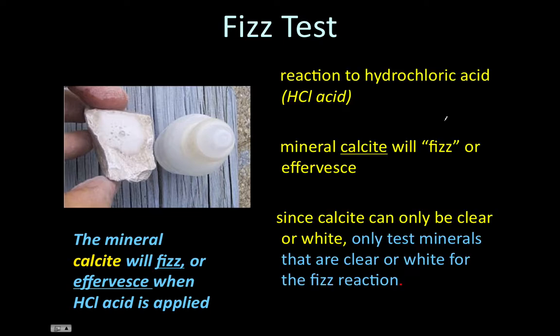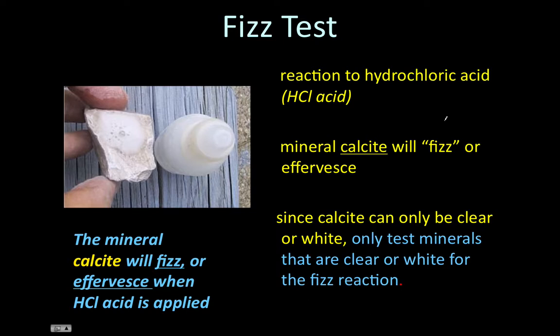There's the fun test in the lab called the fizz test. You use a very, very dilute acid called hydrochloric acid. And if the sample has calcite in it, calcite actually fizzes when the acid is applied. What's happening is the acid is reacting with the crystal, and what's being released is carbon dioxide, so it fizzes and bubbles up just like a carbonated beverage.